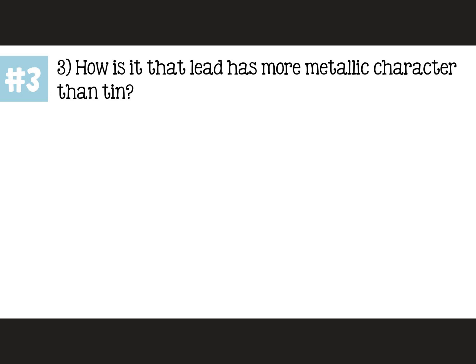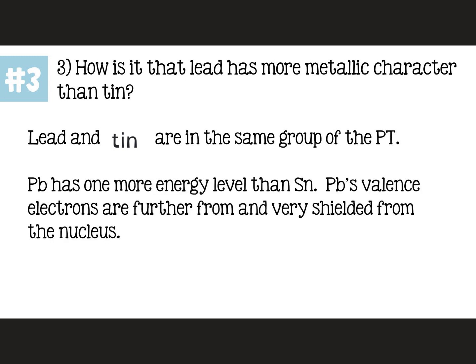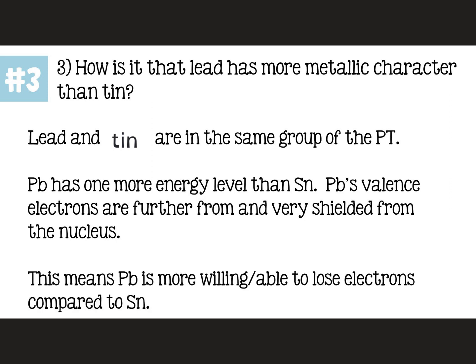Now, tell me, how is it that lead has more metallic character than tin? Well, first of all, lead and tin are in the same group of the periodic table. Lead has one more energy level than tin. That means that lead's valence electrons are further from and very shielded from the nucleus. This means that lead is more willing and able to lose electrons compared to tin.